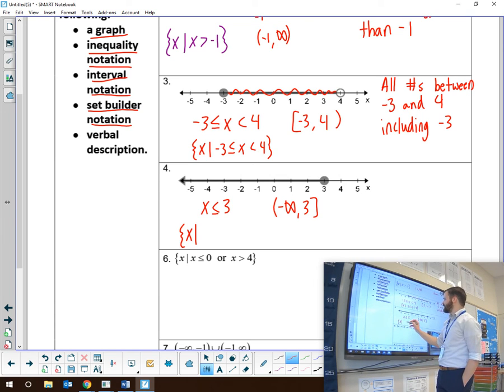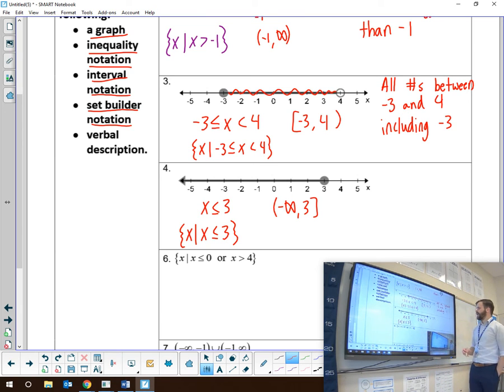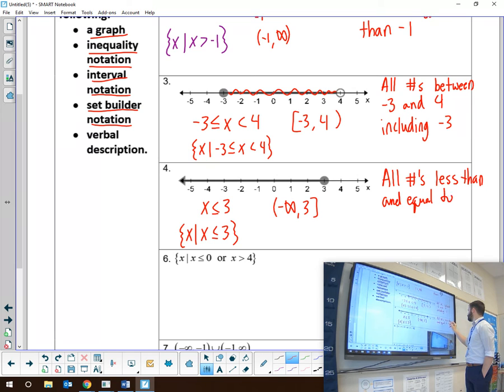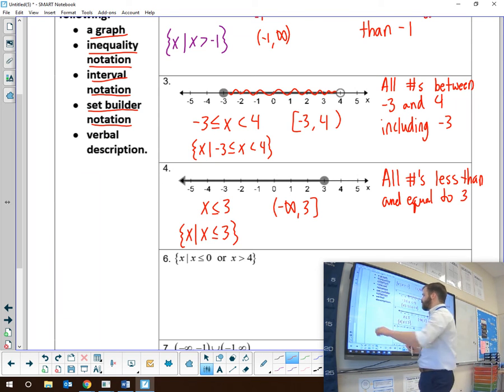Set notation: the set of x such that x is less than or equal to 3. Okay, last thing, verbal description. As always, we're just going to start off with all numbers less than and equal to 3.